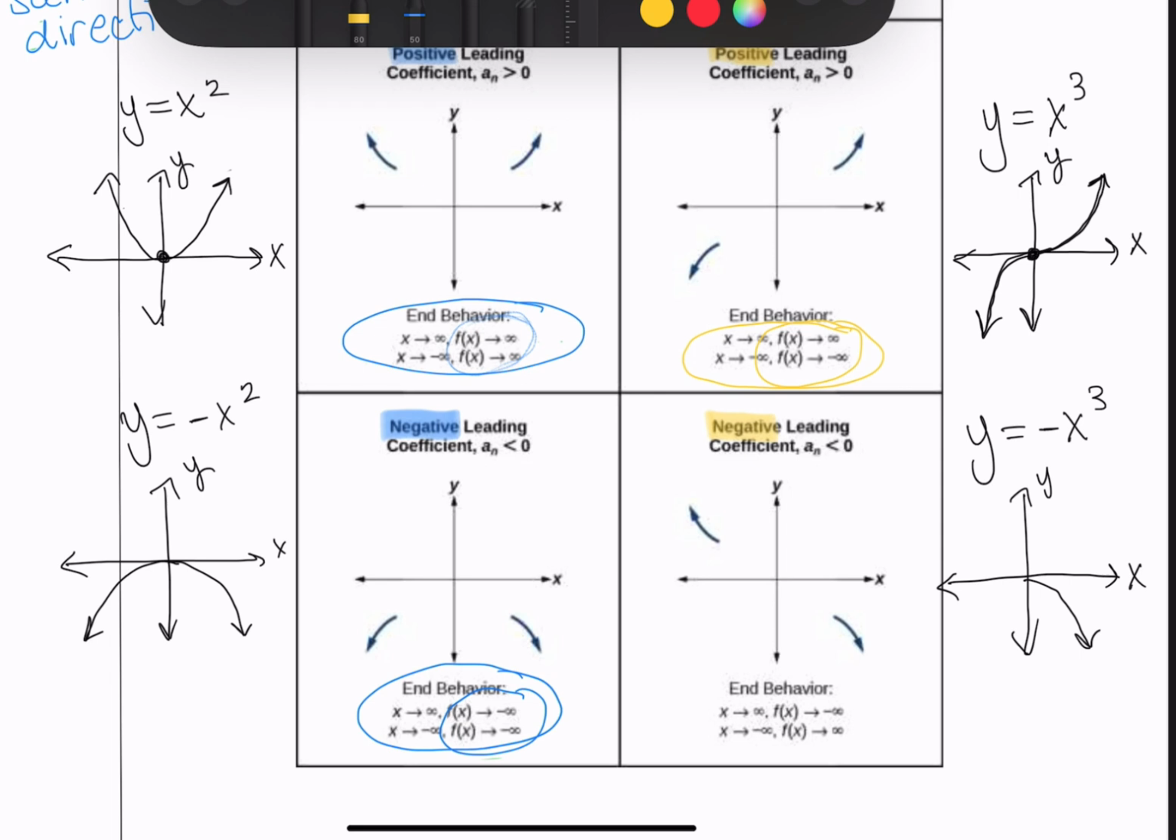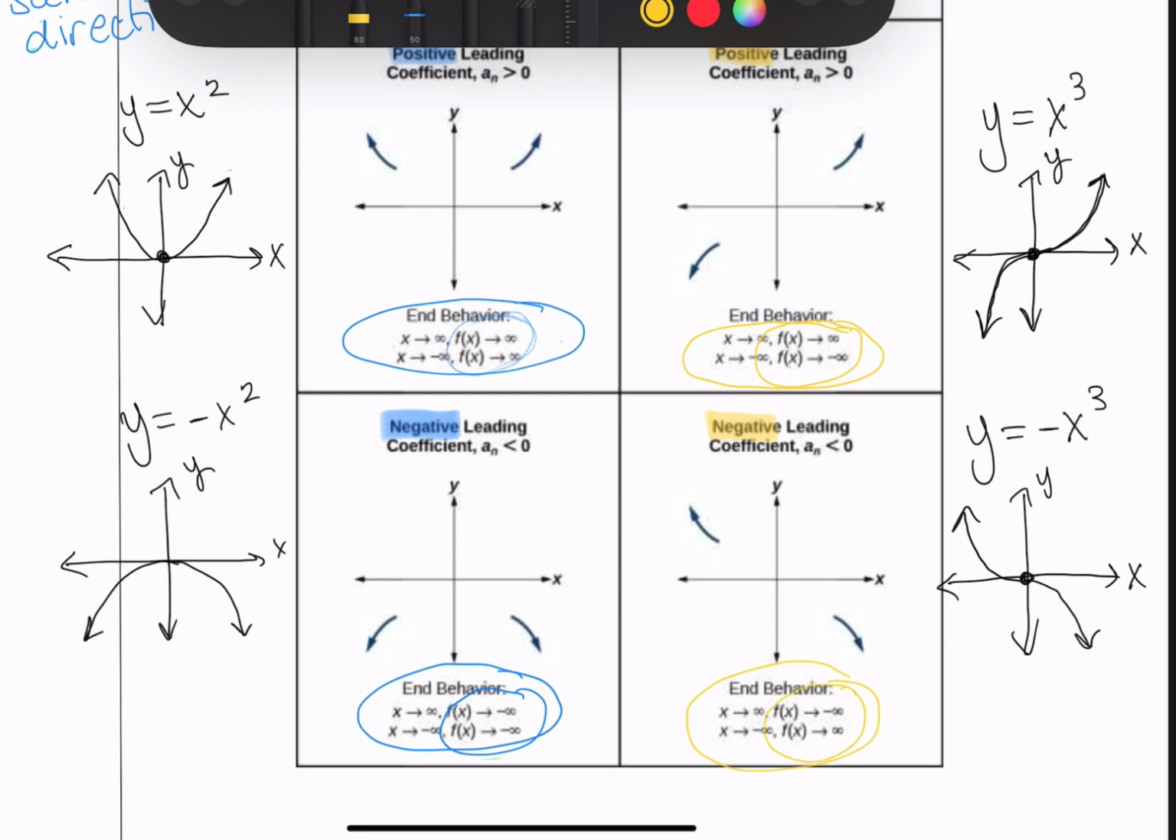They are reflected in the x-axis, and all of those negative outputs that I used to have now get reflected in the x-axis as well. And again, it goes through the origin, it flattens out. And so your end behavior can be written like this, right? As x gets really large, what's happening to f of x? Well, it's going down, it's getting really small. And as x gets really small, f of x is getting really large.